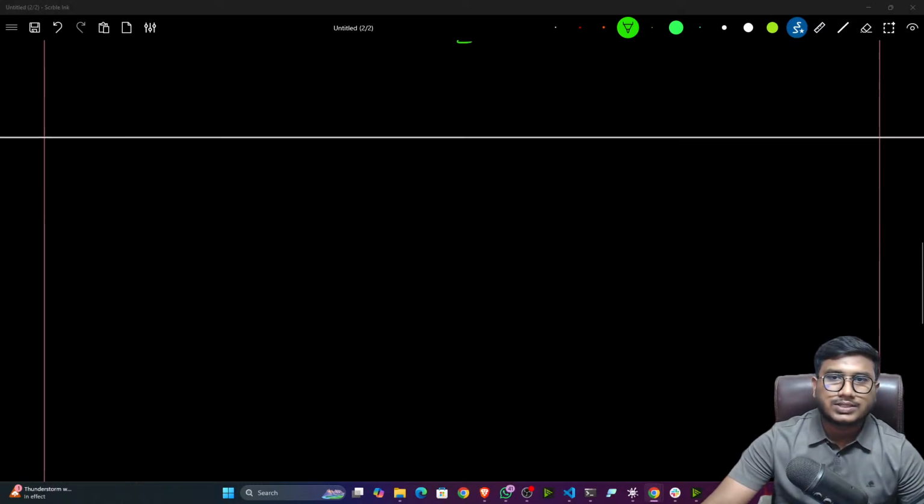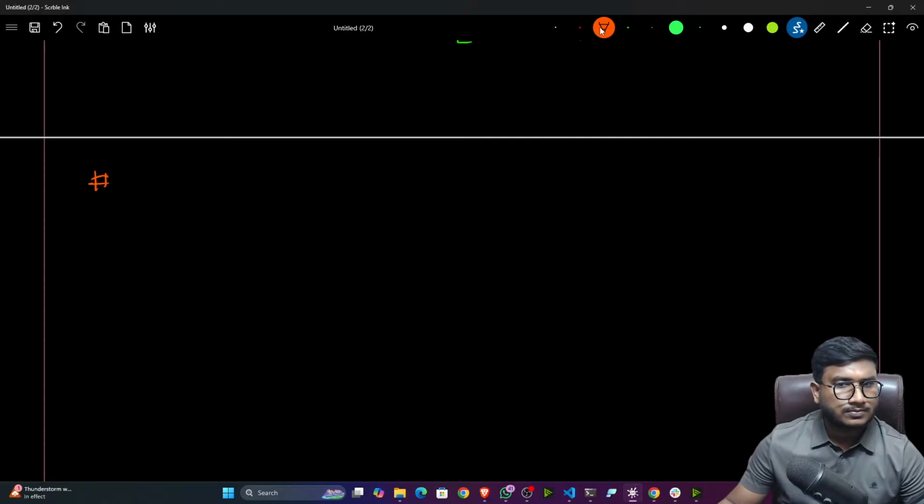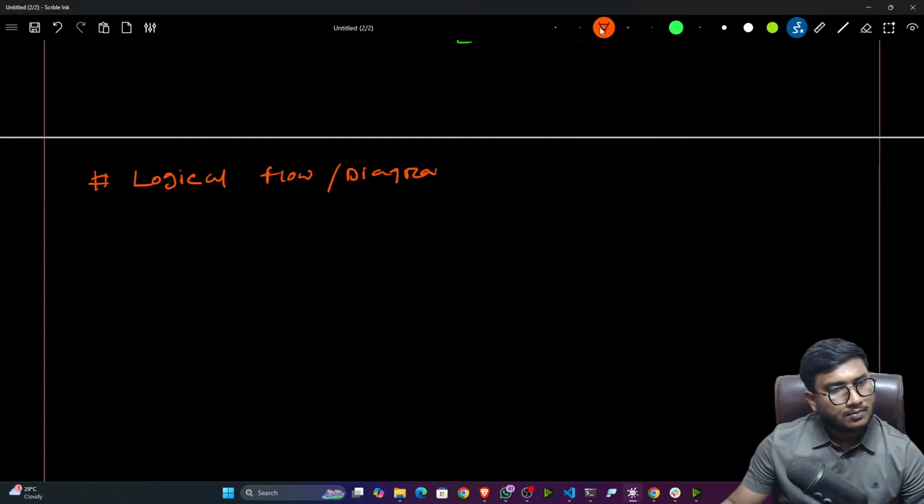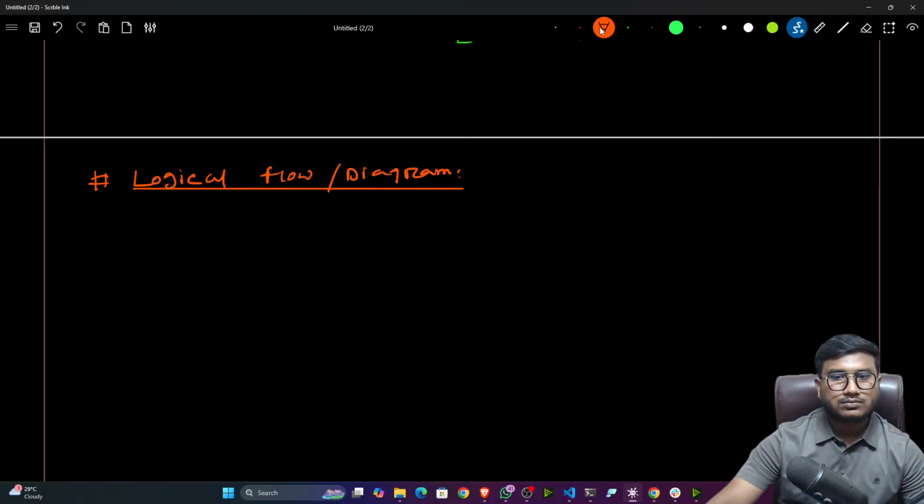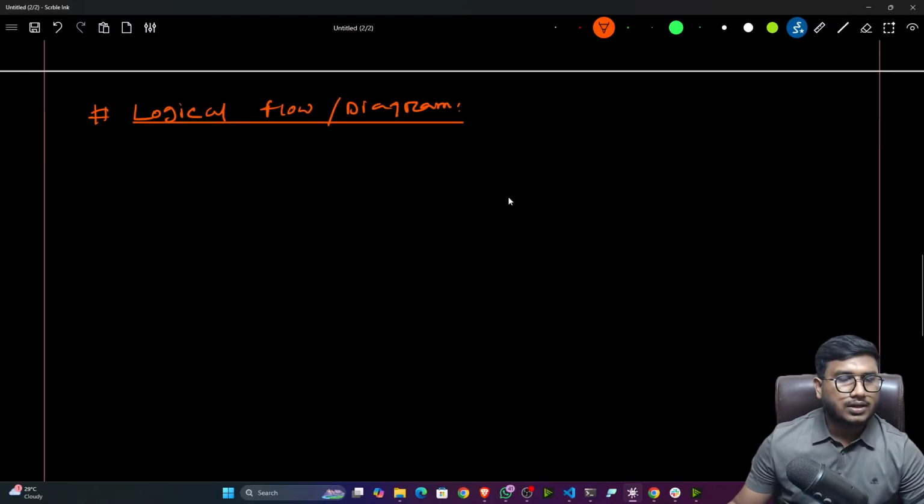Now, first of all, let's try to understand one logic diagram, how things will work. So here I'm going to show you one logical flow diagram. See, first of all, you are giving an input. Let's say input is x.